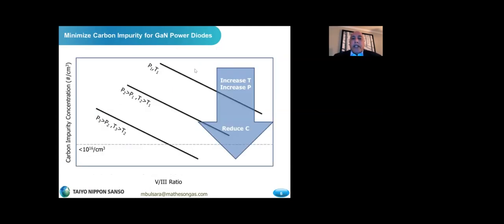One of the advantages of high pressure processing is the ability to minimize carbon impurities in gallium nitride power diodes. Carbon impurities limit the performance of gallium nitride devices, and under normal circumstances, the V/III ratio can be increased to reduce carbon incorporation. TNSC's high temperature and high pressure capabilities allow for greater degree of freedom to reduce the carbon incorporation even further, allowing for greater potential for gallium nitride power diodes.